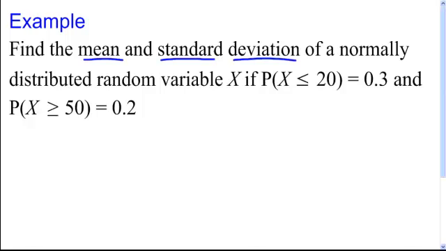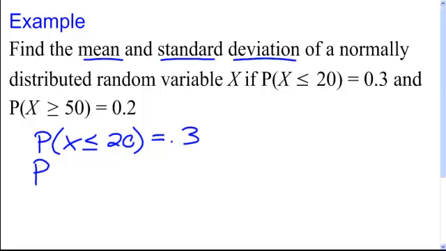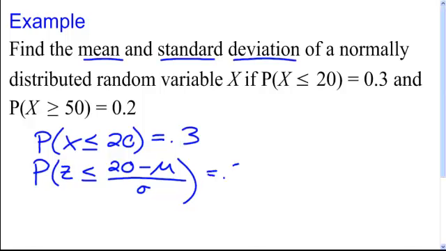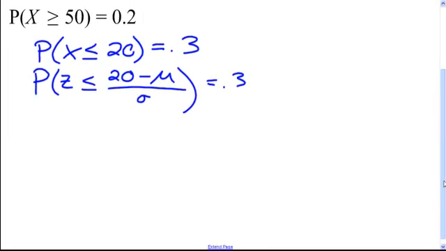So to start, the probability that x is less than or equal to 20 is 0.3. So converting this x into my z, it's the same thing as the probability that z is less than or equal to my value minus the mean over the standard deviation, and that equals 0.3. So now what I have to look at is this probability is 0.3.